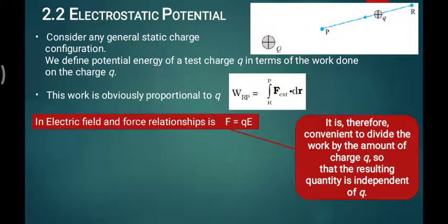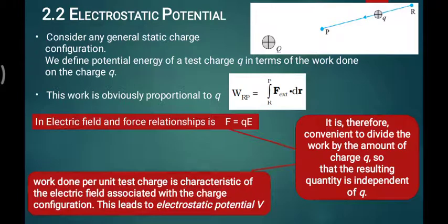So is there any quantity which is independent of the charge? Yes, let me define this quantity, which is electrostatic potential. This is the work done per unit test charge. If we divide by the charge, the characteristic of the electric field associated with the charge configuration leads to the quantity which is electrostatic potential V. This is why the term electrostatic potential comes into the picture in physics. This is what I am trying to explain in this slide.